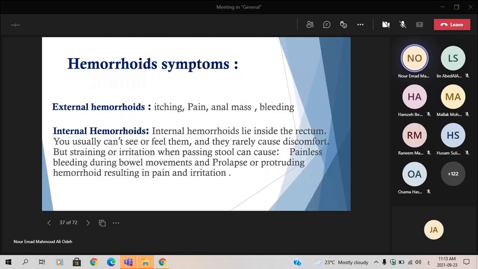Okay, external hemorrhoid: it's itching, painful, and there's an anal mass and bleeding. Internal hemorrhoid is painless unless there's a prolapse.